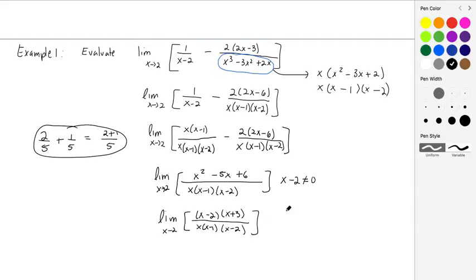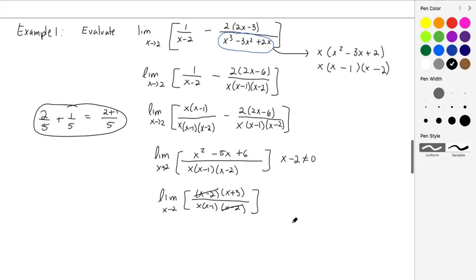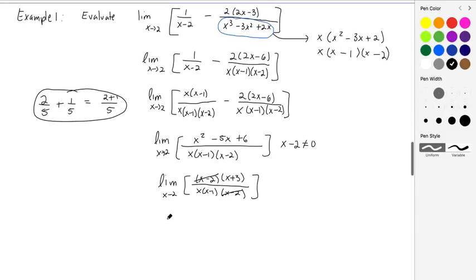And this is very useful right here because now we can take out this original value that would otherwise make our function undefined. Because we know the top and the bottom share the same common factor, we can eliminate that. And what we have is x plus 3 over x minus 1.